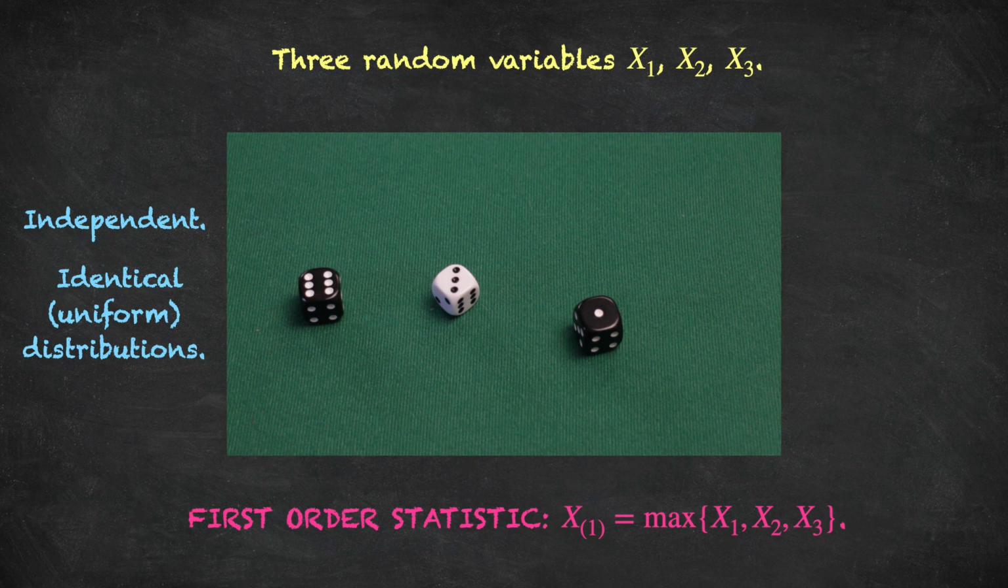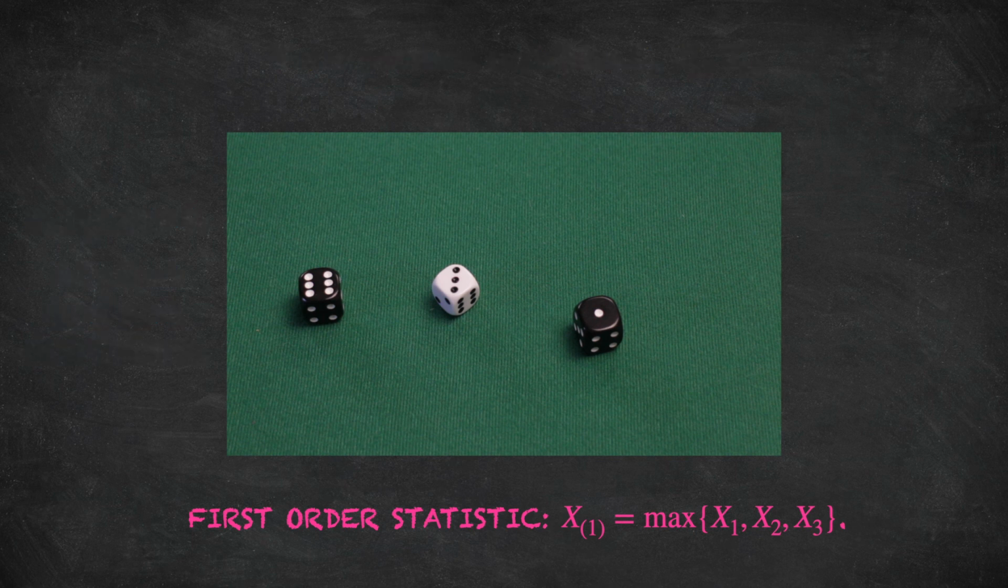So the first order statistic would be capital X subscript 1 in brackets. We normally denote the 1 in brackets when we're talking about order statistics, and it would simply be the maximum of X1, X2, and X3, our 3 dice in this example. Note that in some textbooks, when they say first order statistic, they're talking about the minimum, and what we call the first order statistic would be called the third order statistic. So just keep an eye on this if you read different textbooks.